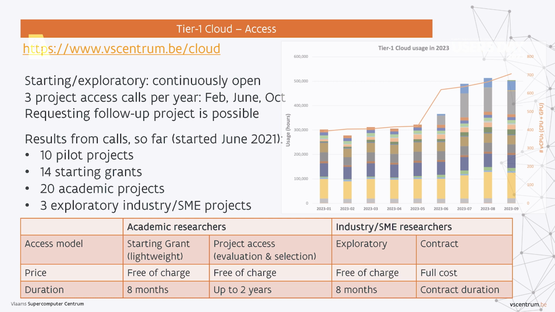Some more details on how to get access. It's a bit similar to the typical compute projects. So starting and exploratory projects are continuously open. And it still says here 3 project access calls per year, so typically in February, June, and October.